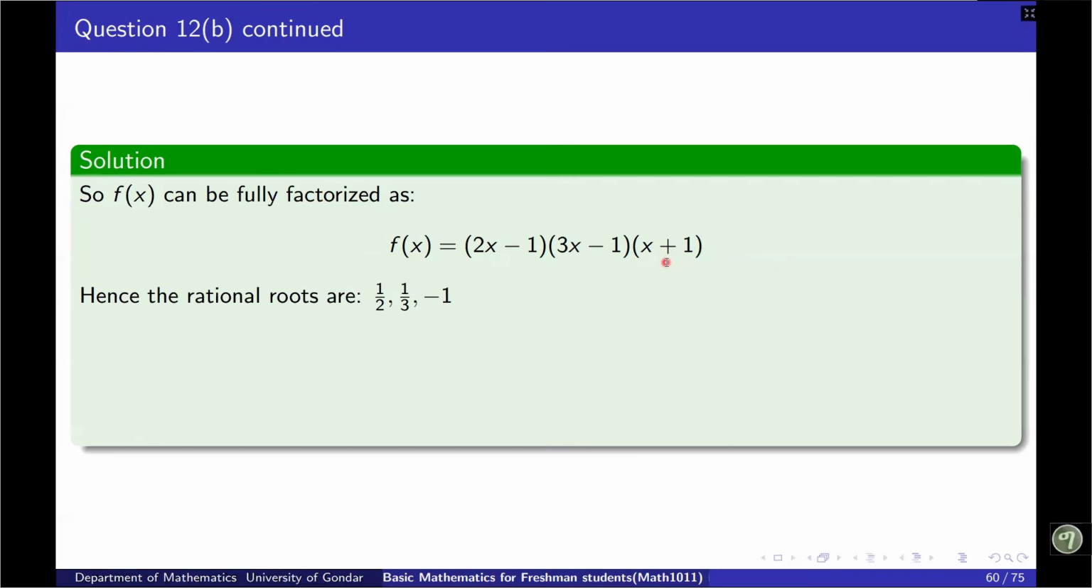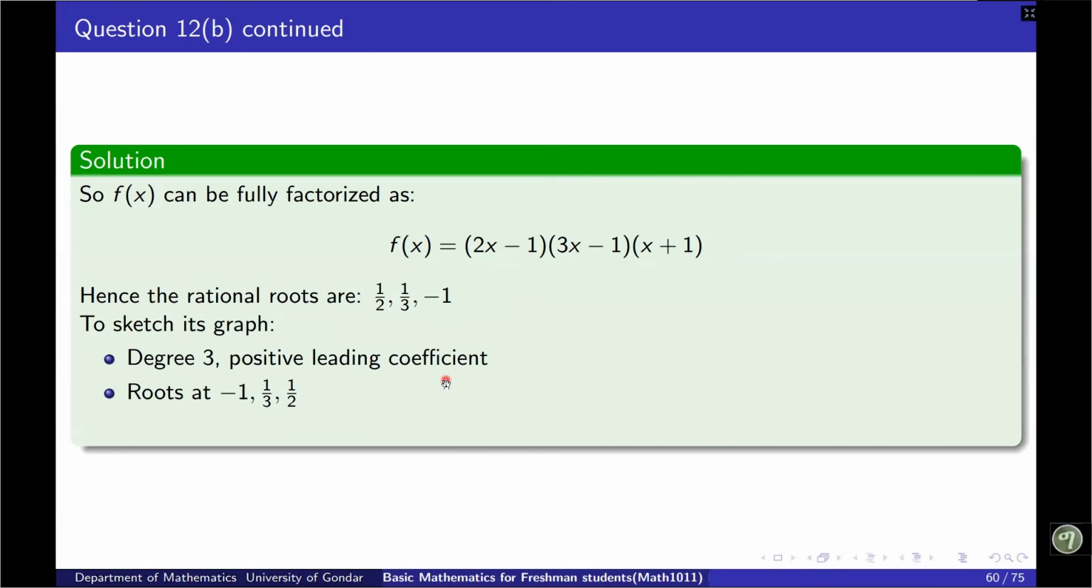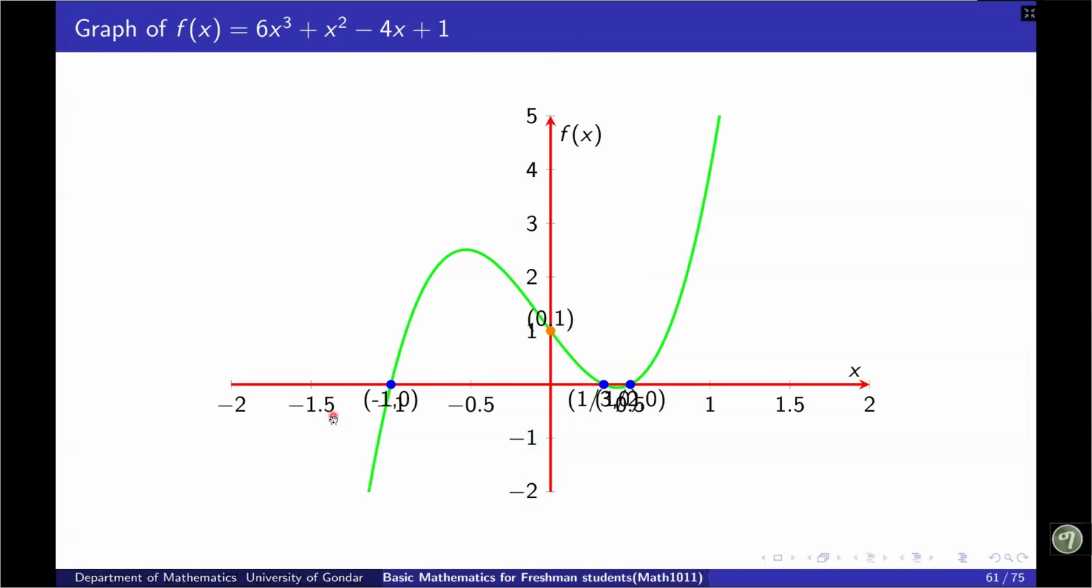To sketch the graph, the degree is 3 with a positive leading coefficient. The roots are minus 1, 1 over 3, and 1 over 2, which are the expected x-intercepts of the graph of the given function. The y-intercept is the point at which x is 0, so f of 0 is 1, therefore (0, 1) is the y-intercept. When we put this information on the Cartesian coordinate system, the graph will look like this. The y-intercept is this one, (0, 1).